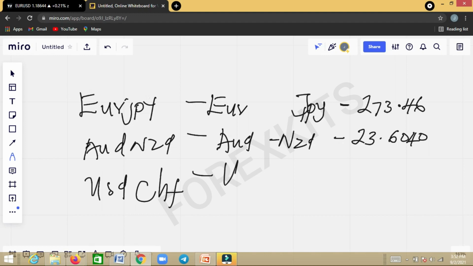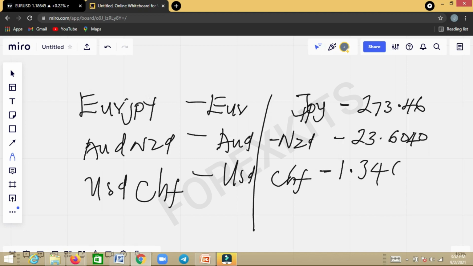Another one is the USD CHF. Base currency is what? Once again the USD. So I just slash this, and then the CHF is the core currency. So prices are going to be quoted in the CHF, and it could be anything like 1.3467. These are just random digits to show you how these things work in real life.